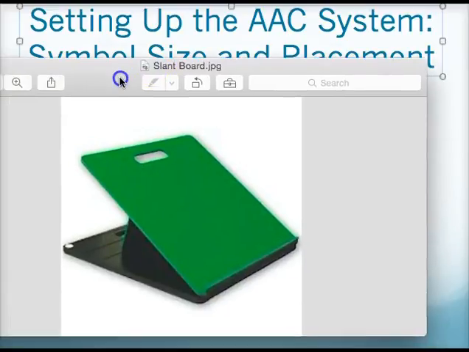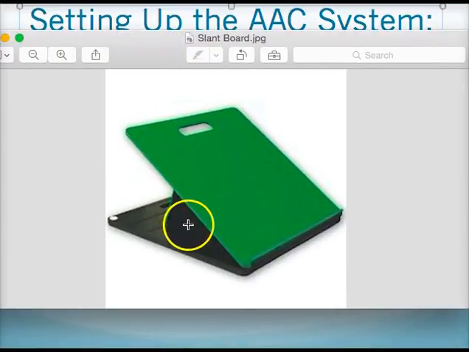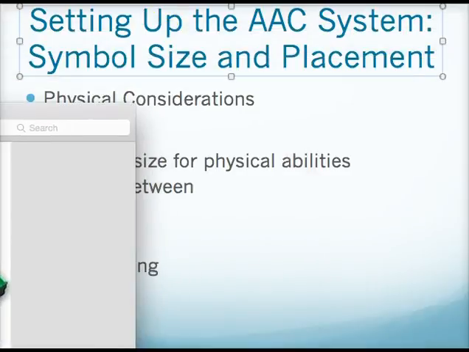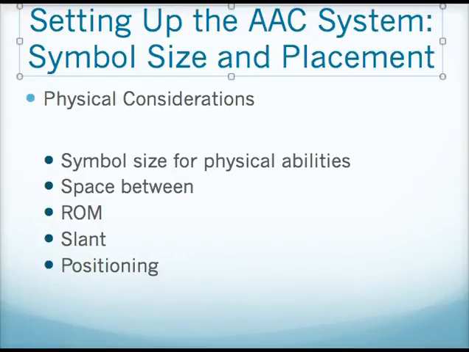So here's a picture of what a slant board looks like. It's simply a board that raises up the system in front of a student. So if you notice, it actually lays flat. It has a piece right here that helps prop it up, and this can be adjusted to make the slant steeper if that's what the student needs. And this is just something that can be helpful for those that have physical challenges as well.